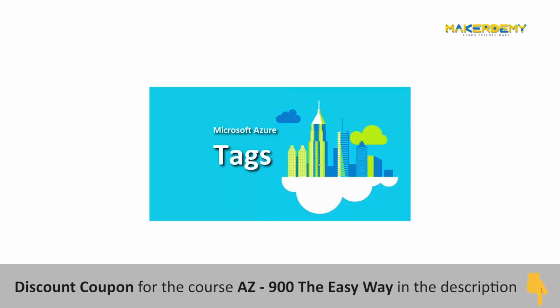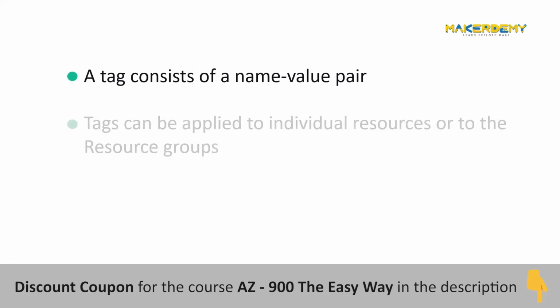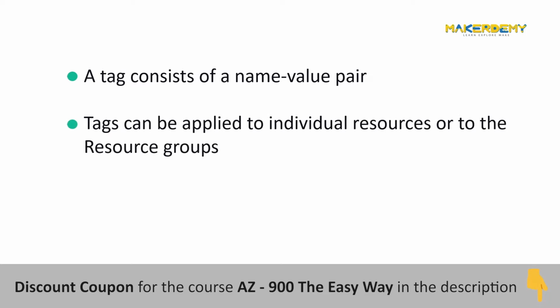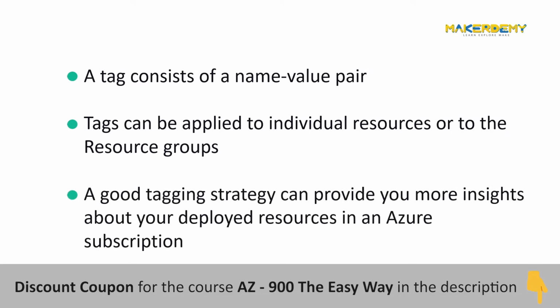Azure tagging is a feature introduced by Azure which can be used to logically group, track, automate resource deployment, and gain visibility on the incurred cost. A tag consists of a name-value pair. Tags can be applied to individual resources or to the resource groups. A good tagging strategy can provide you more insights about your deployed resources in an Azure subscription.